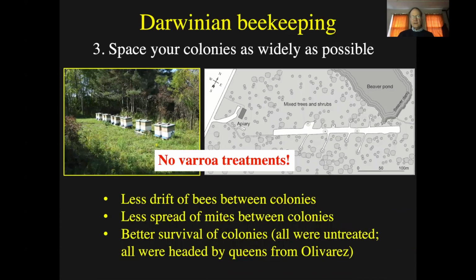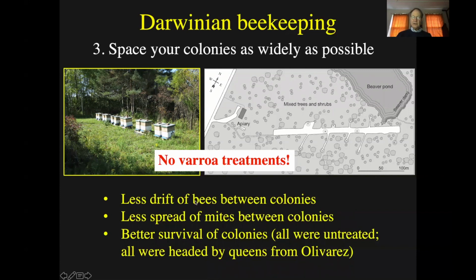The third suggestion for Darwinian beekeeping is to space your colonies as widely as possible, and I did an experiment to look at the impact of this. I set up 12 colonies again, all of them put together in an apiary situation. And then I had another 12 colonies, which were paired with these 12, but they were nearby, but not crowded together in an apiary. These colonies were set up at the same time, in the same place, same 2 deep hive body hives in this case, and none of these colonies received a varroa treatment.